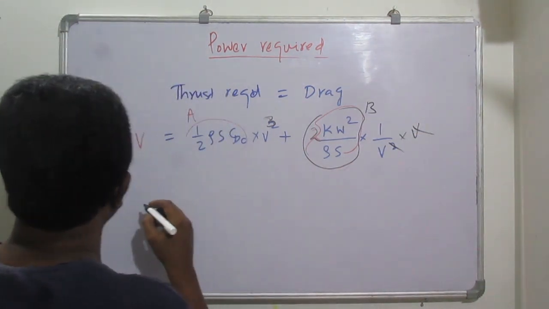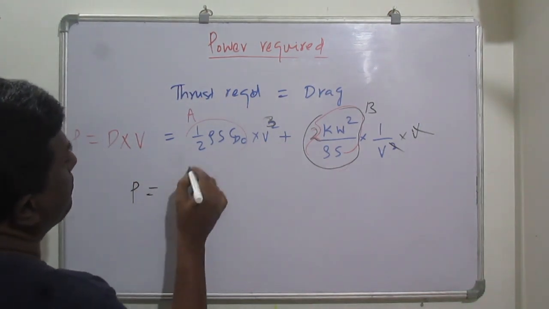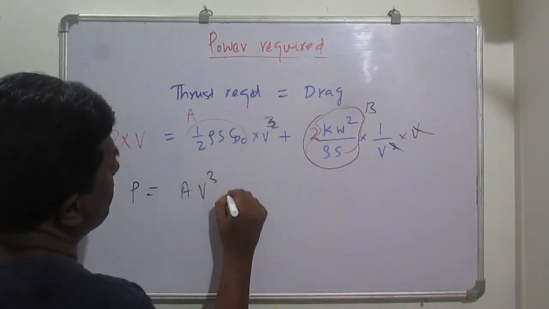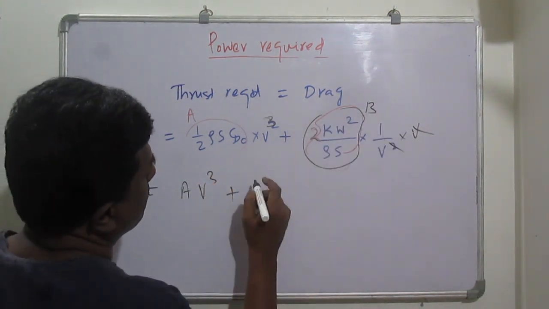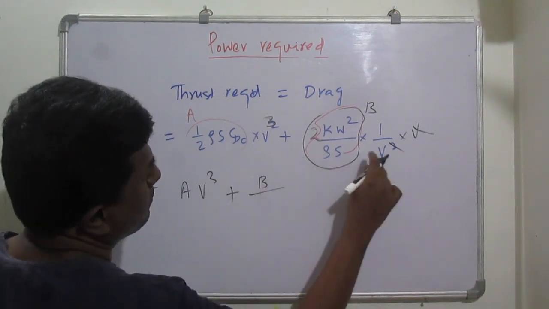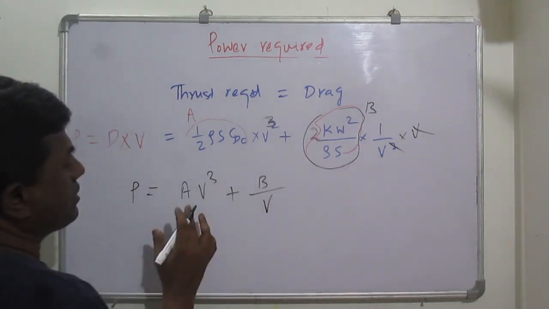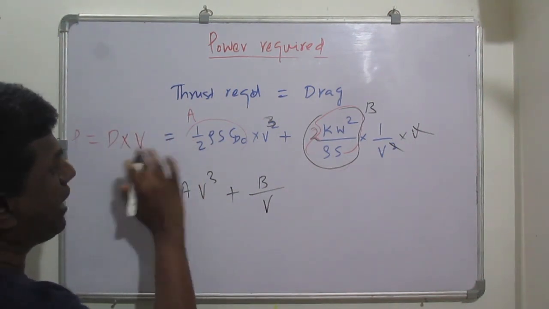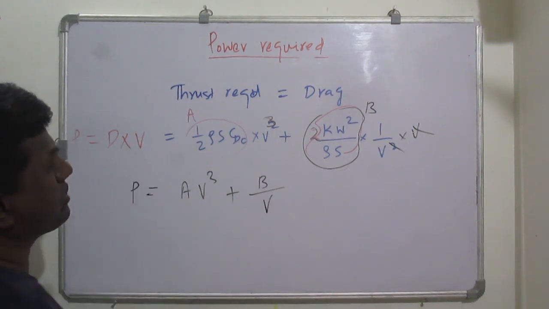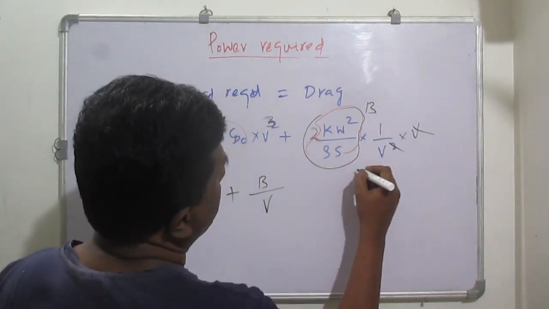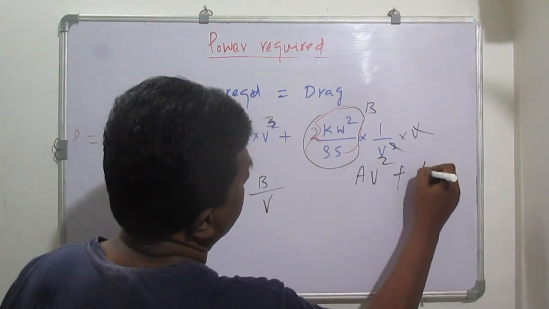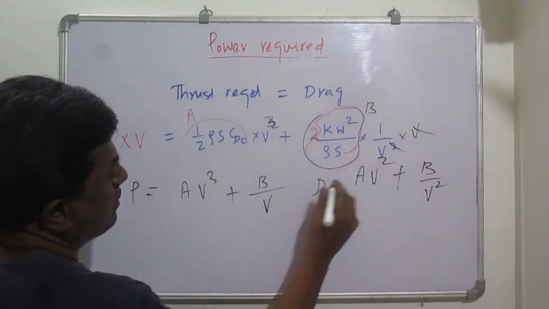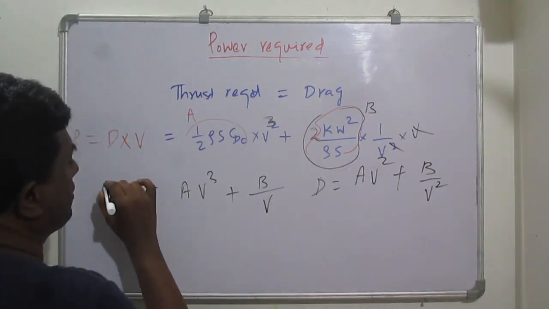So power equals A V cube plus B by V. This is the power equation. Previously we have seen the drag equation, which is nothing but A V square plus B by V square. So this is the drag equation, and now the power equation becomes like this.